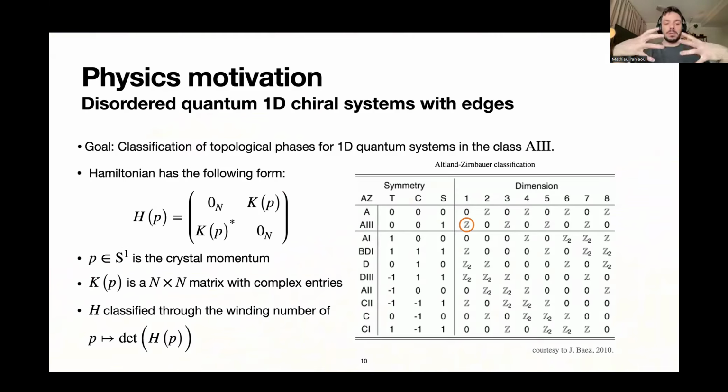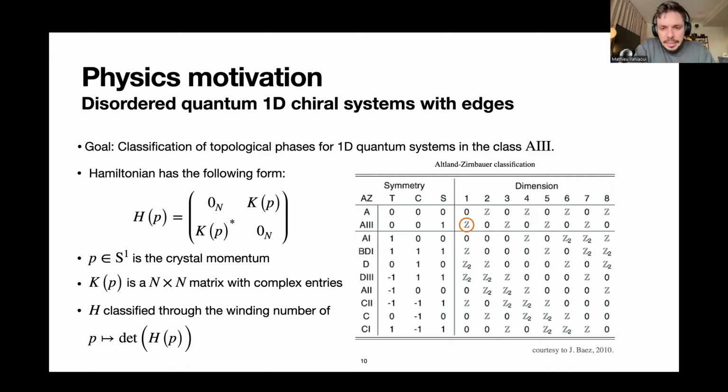So looking at some sort of disordered one-dimensional crystal, a typical model of that would be a polyacetylene molecule with n sites. Okay, and it turns out that in that setting, the Hamiltonian that models one particle in that system has a pretty specific form, which you can read here. So the Hamiltonian would be H. T is the crystal momentum around S1. And so we have that particular block structure.